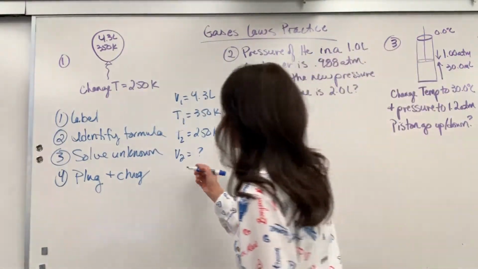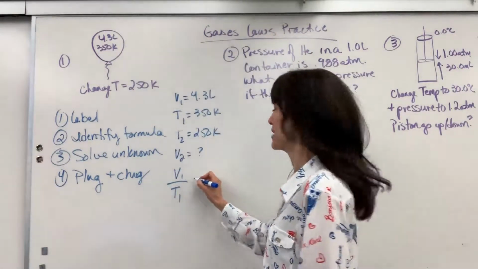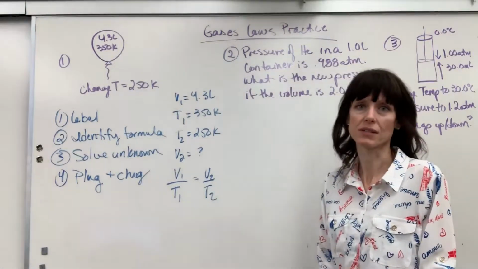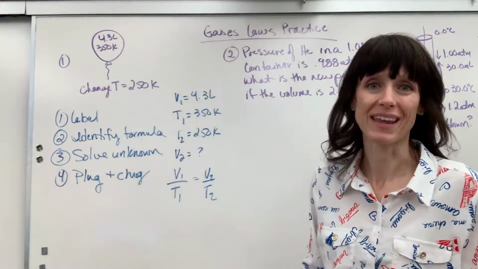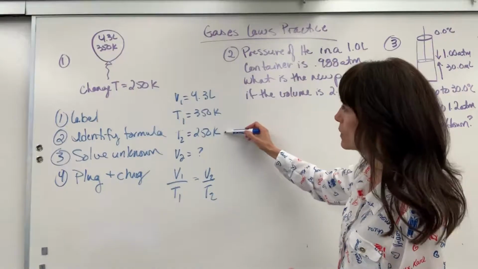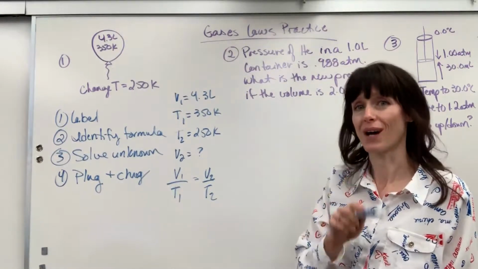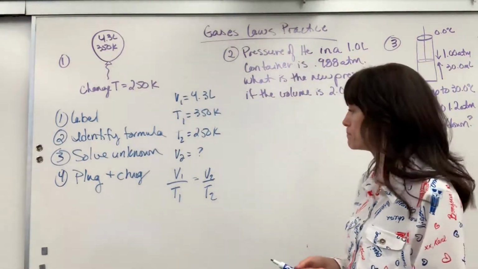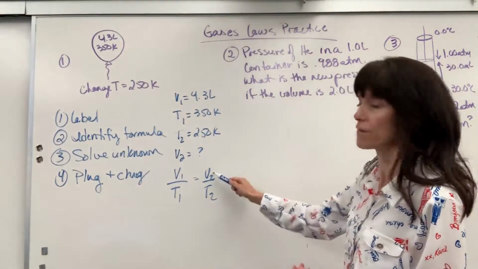We are going to use V1 over T1 equals V2 over T2. So there's Charles' law. Now, I also bring up to my mind, hey, this is directly related, so we can make a prediction. I can see that the temperature is going down, so if the temperature decreases, I'm going to predict that the volume is also going to decrease. It's going to be less than that 4.3. So let's go ahead and solve for our unknown. We want to find the final volume.